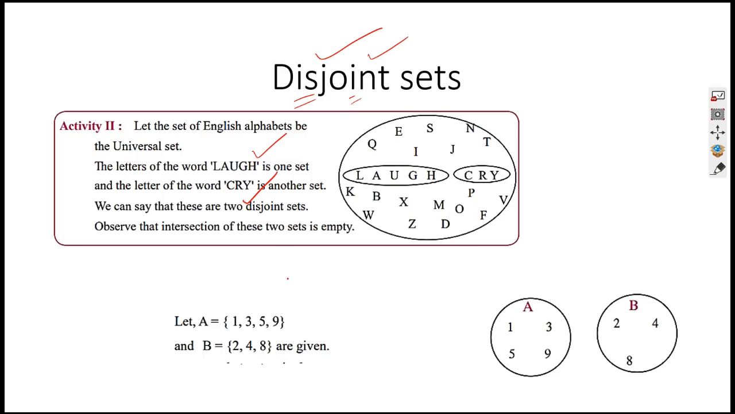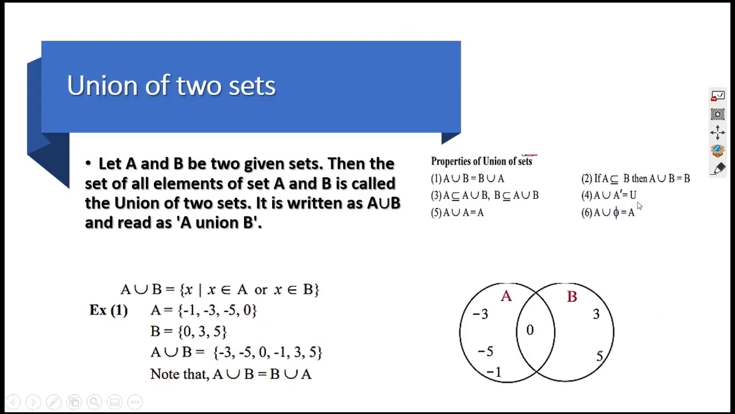Suppose set A is 1, 3, 5, 9 and set B is 2, 4, 8. Is there anything common? No. So it is a disjoint set. Is it a subset? No. So that kind of situation is named as disjoint set, where there is no connection between two sets.